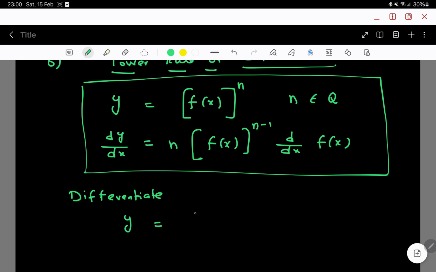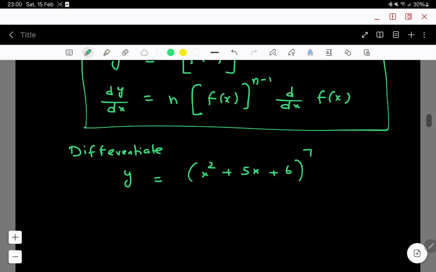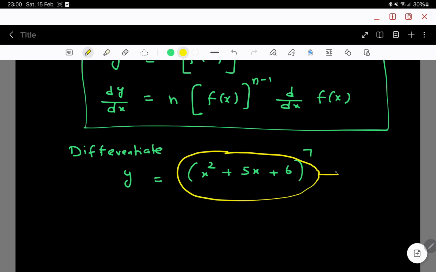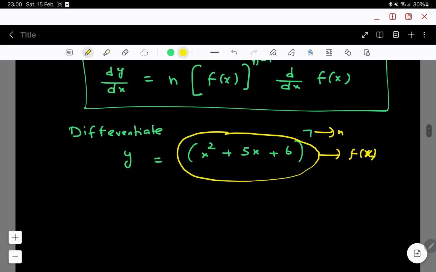y is equal to x square plus 5x plus 6 whole power 7. So here f of x is x square plus 5x plus 6. This is f of x. n is equal to 7. So to differentiate, we follow this rule.